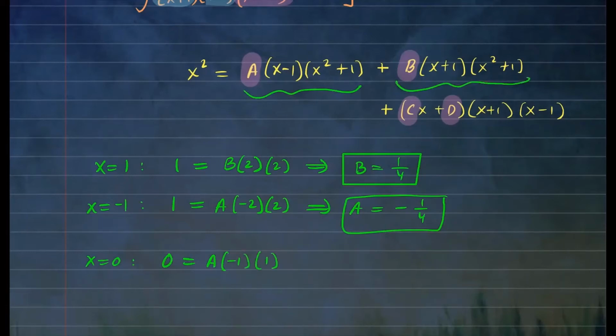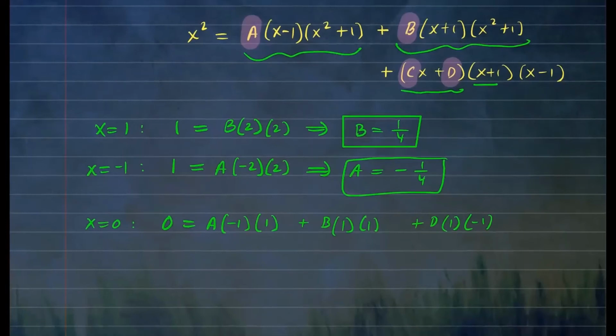For this one, when you plug in x equals 0, you have b times 0 plus 1, that's 1. 0 squared plus 1, that's 1. And then for this one, c disappears, so you have just d times 1. And then -1 minus 1, so 0 minus 1, that's going to give you -1.